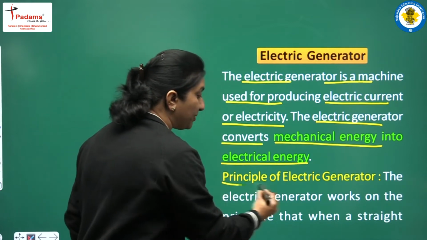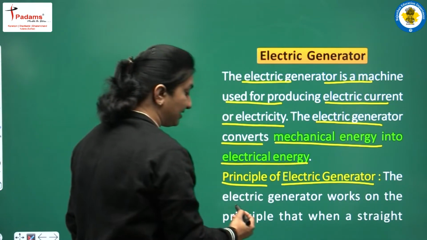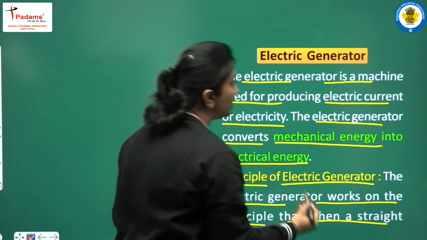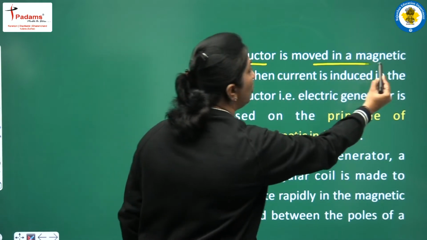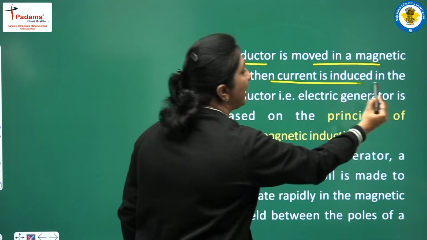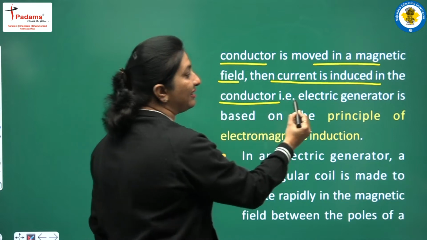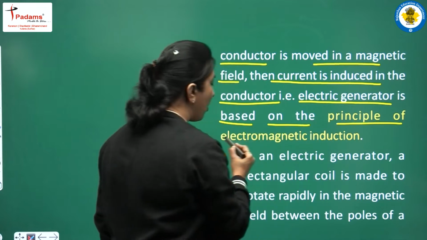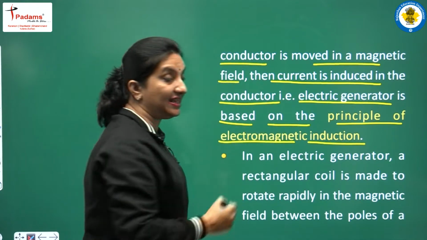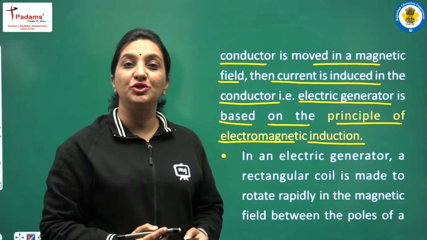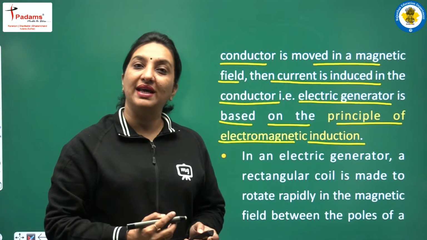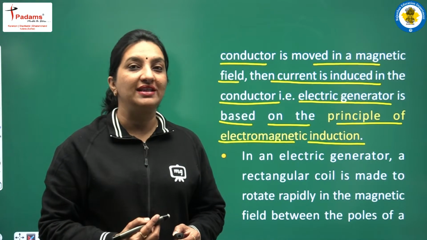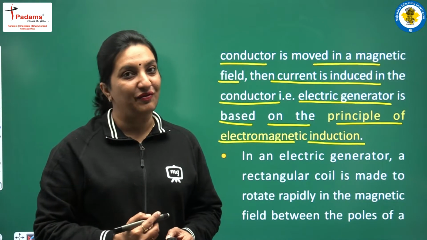Moreover students, the principle of electric generator. The electric generator works on the principle that when a straight conductor is moved in a magnetic field, then current is induced in the conductor. That is, electric generator is based on the principle of electromagnetic induction. So, children, here the electric generator, which is converting mechanical energy into electric energy, will work on the principle of electromagnetic induction.